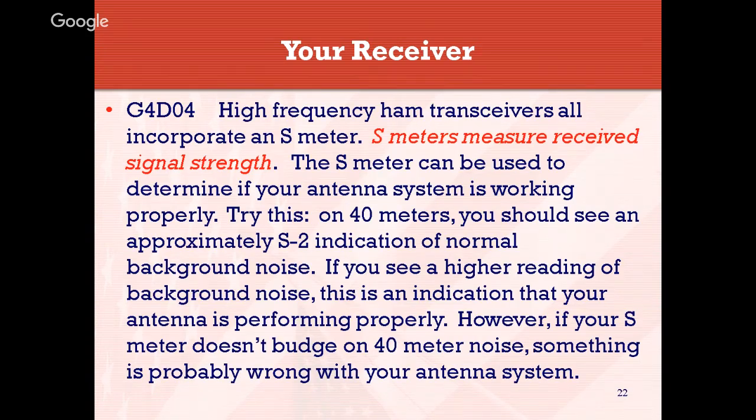If you see a higher reading of background noise, this is an indication that your antenna is performing properly. Well, I don't know. However, if your S meter doesn't budge on 40 meter noise, something is probably wrong with your antenna system. I'm not so sure about the higher one. Yeah, that just means your antenna is receiving okay, but you may be receiving higher atmospheric noise because the atmosphere is just noisy for some reason.